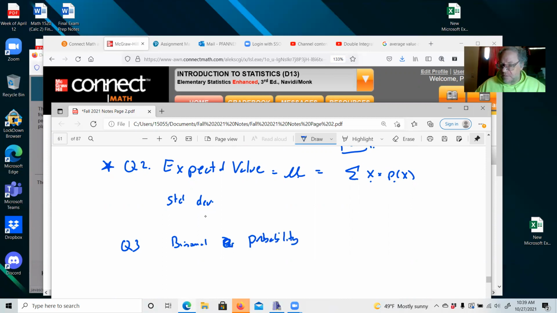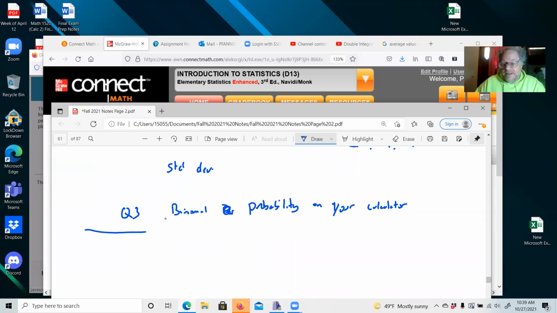Okay, you have to know how to calculate a binomial probability on your calculator. You could do it by hand if you'd like. I'll be impressed. But you don't have to do it by hand. You have to be able to use your calculator in order to get to a binomial distribution. So let's take a look at what we've got.